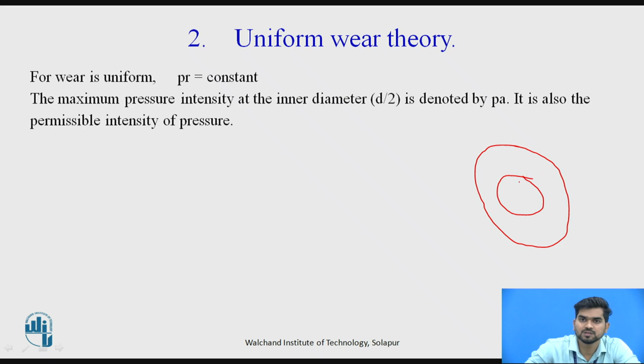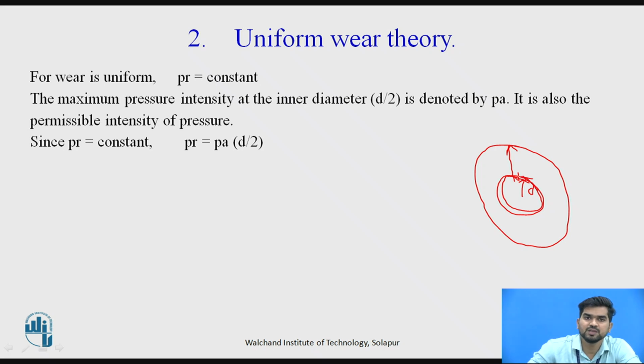Here is the ID and OD of the clutch plate, in which the friction lining is going to occur on this surface. At the inner diameter of the clutch plate we get the maximum pressure, and that maximum pressure we consider as Pa. Since P into R, the product of the intensity of pressure and the radius, is constant, we get P R is equal to Pa into d by 2. Here small d is the inner diameter, the radius is d by 2, and the intensity of pressure is maximum at the innermost, that's why we consider Pa.